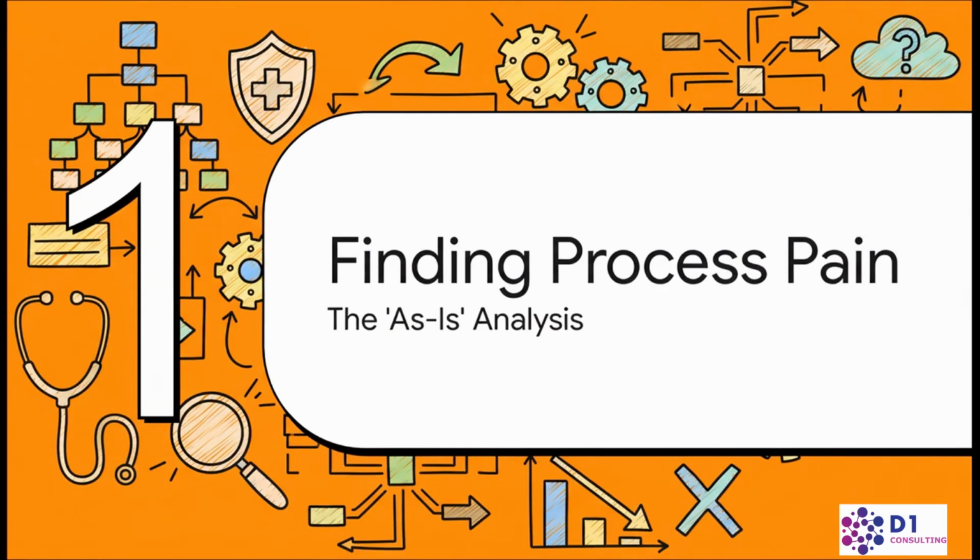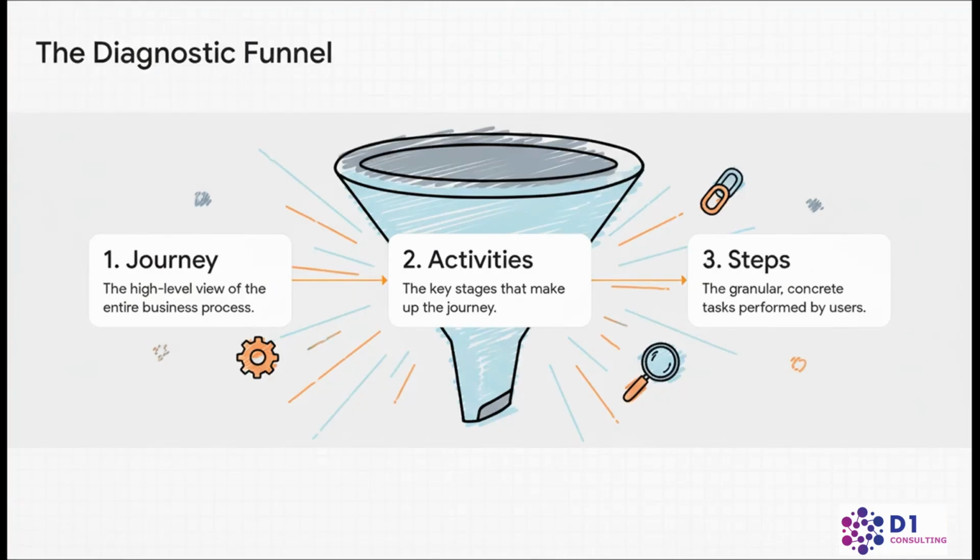Okay, so first things first, we've got to find the process pain. And the way we do that is with a technique called the as-is analysis. It's a fancy name, but all it really means is looking at your process exactly as it is right now. The good, the bad, the ugly, warts and all. All right, let's get into it.